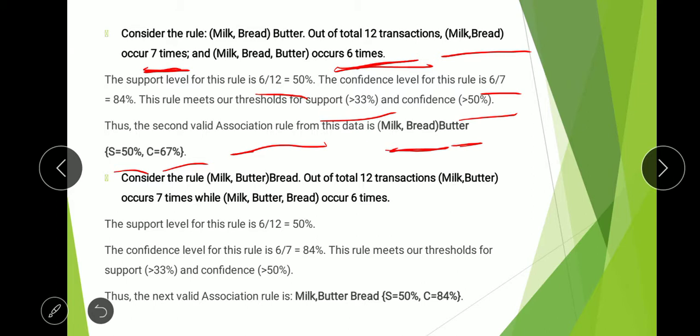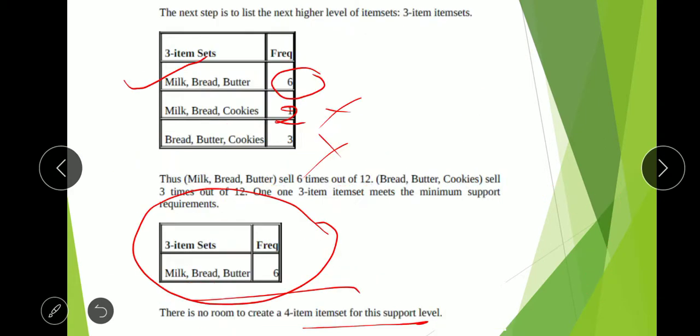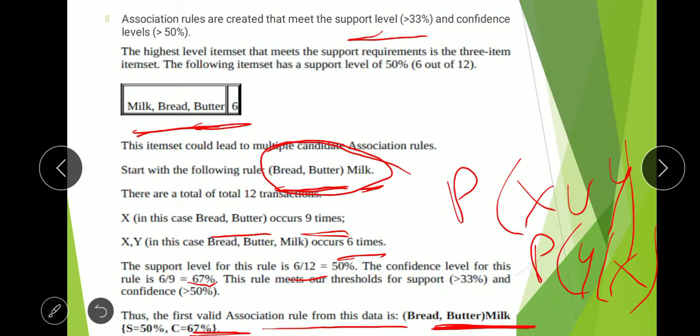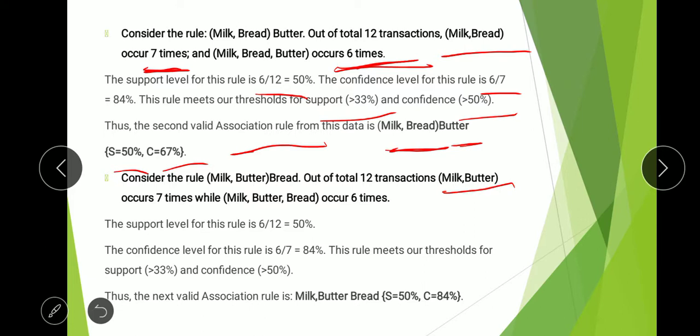Similarly, we have one more rule called milk, butter and then bread. Milk, butter and then bread. How many times milk and butter has occurred together? Milk and butter. Again 7 times. Milk and butter has occurred 7 times together. Then milk, butter, bread, it is again 6 times. Support level for this rule is X union Y. So milk, butter, bread all together, that is 6 divided by total number of transactions is 12. Again it is 50%.